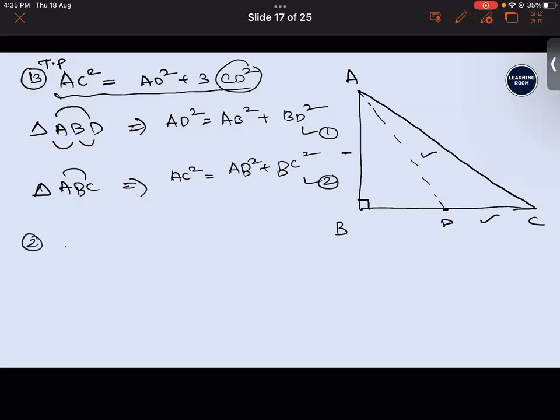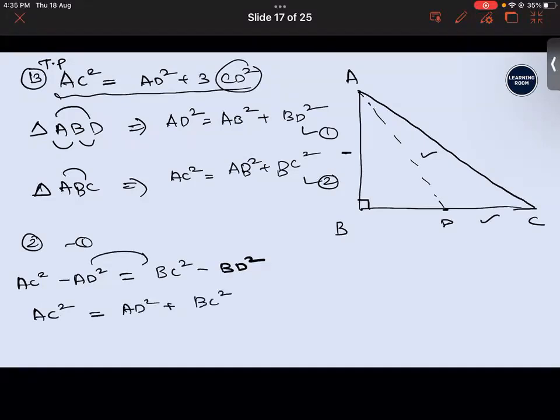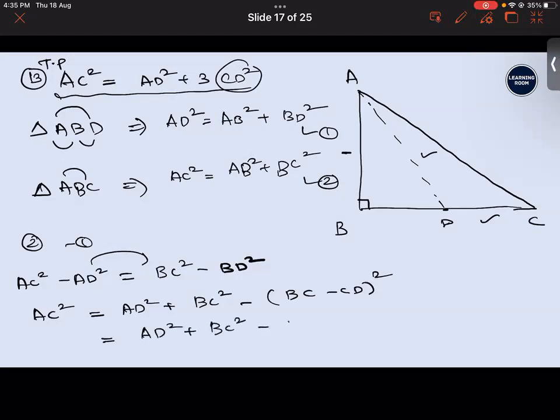To do that, what can I do to those two equations? Subtract both. When I do 2 minus 1, I'll get AC square minus AD square is equal to BC square minus BD square. Can I write it like this? So AC square is equal to AD square plus BC square minus BD square. What is BD? Is it not BC minus CD? So this will be equal to AD square plus BC square minus BC square minus CD square plus 2 times BC into CD.